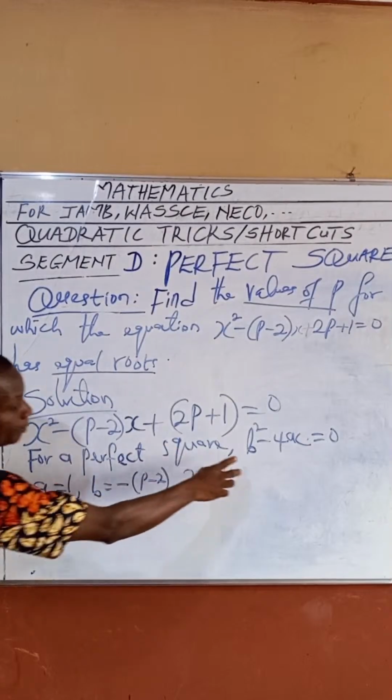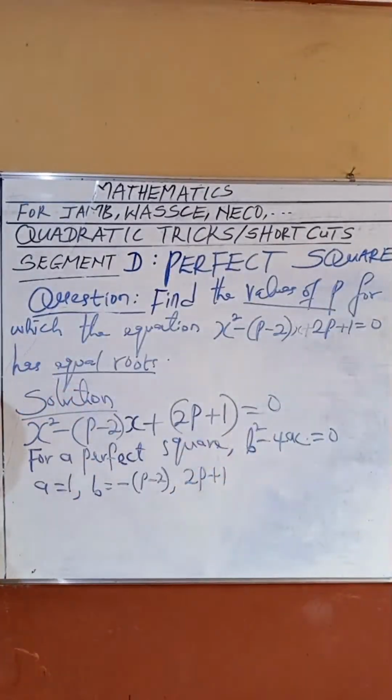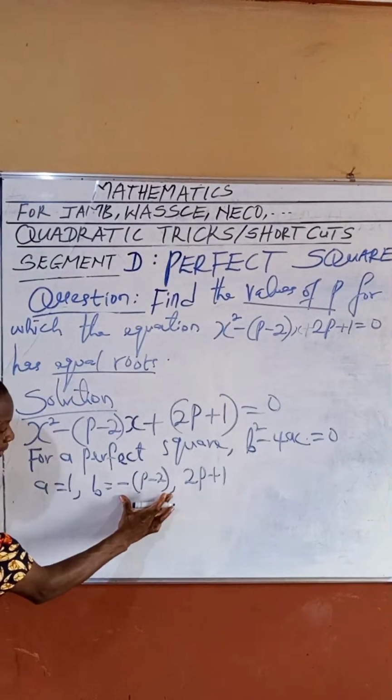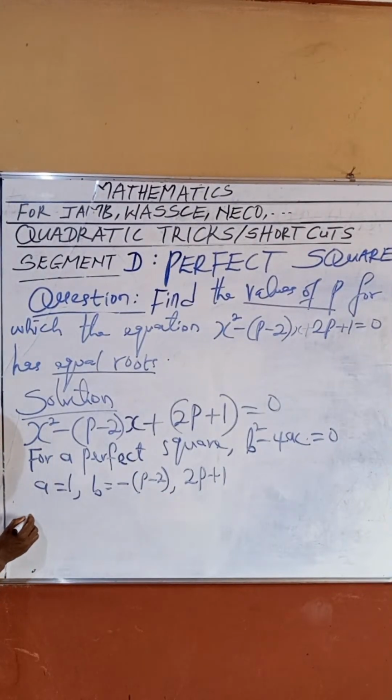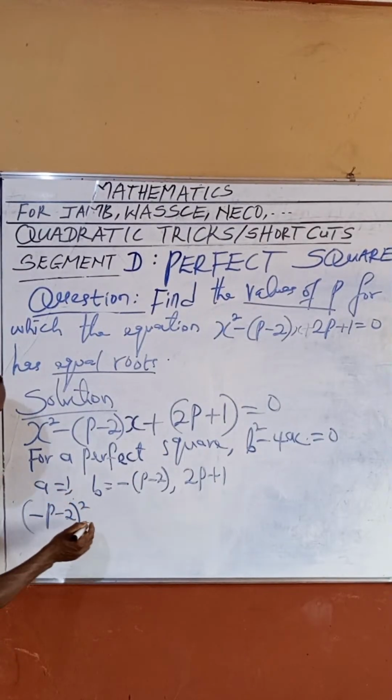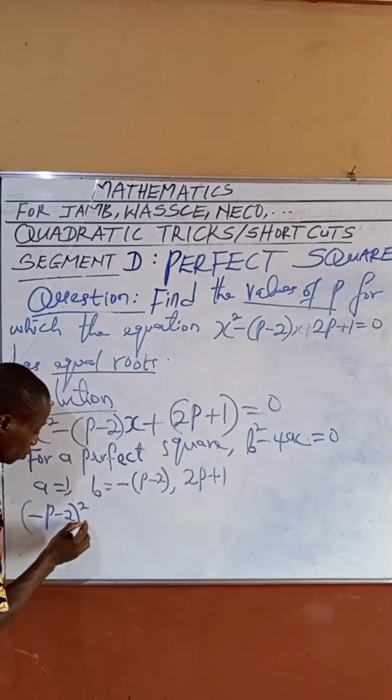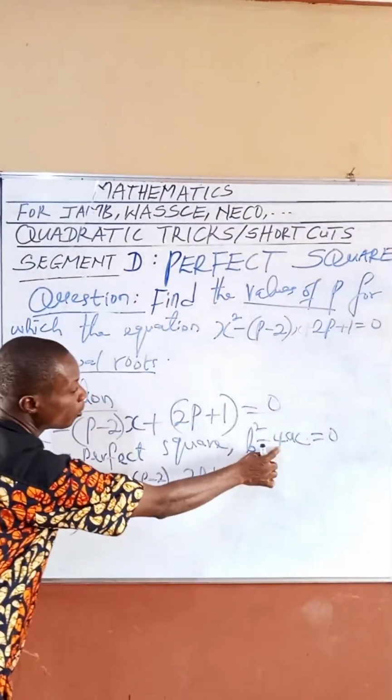So, b squared, what's b squared? These are b, so we're going to square b. When you square b, we have minus p over 2, all squared. Can you see it now? Squared. Yes. So then minus 4.